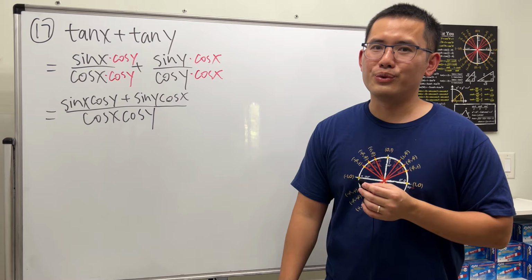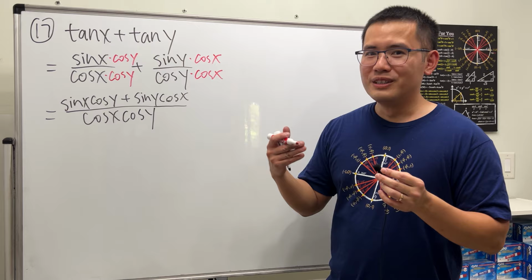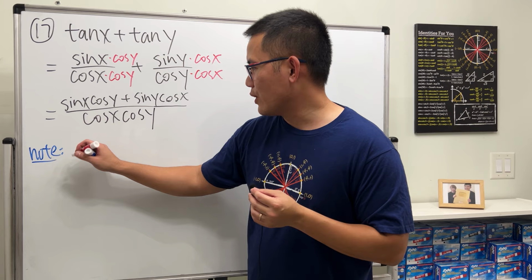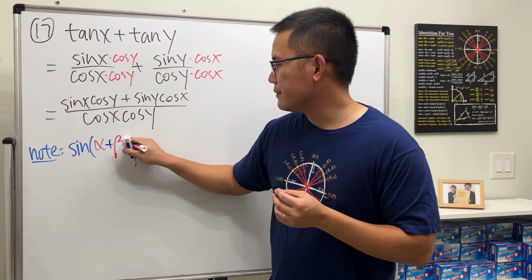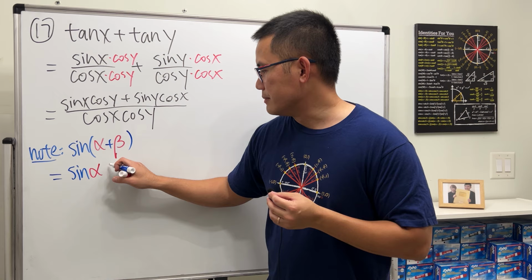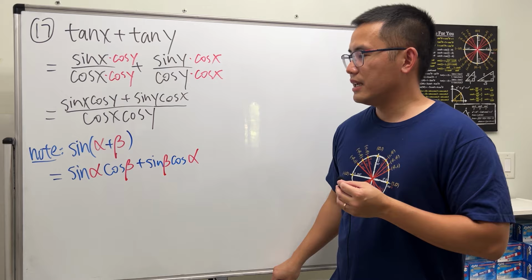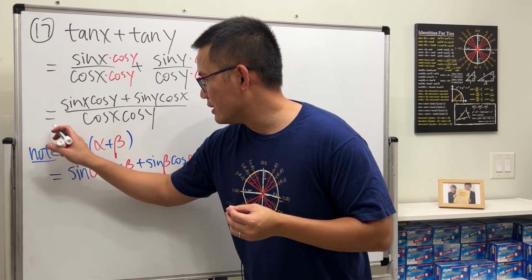This right here, in fact, is indeed the angle sum formula for sine. So let me remind you guys this real quick. So note, whenever we are dealing with sine, and we have two angles adding inside, sine of alpha plus beta, this is precisely equal to sine of the first times cosine of the second, plus sine of the second times cosine of the first. Therefore, this is just sine of x plus y. So coming here, on the top is just sine of x plus y.